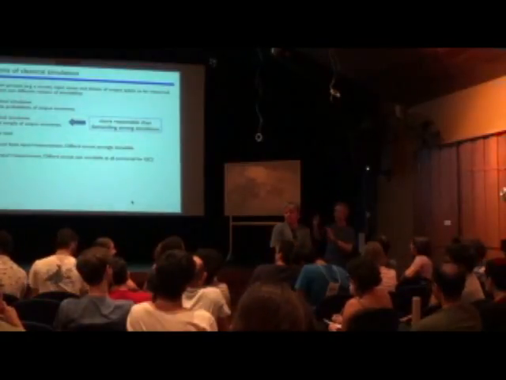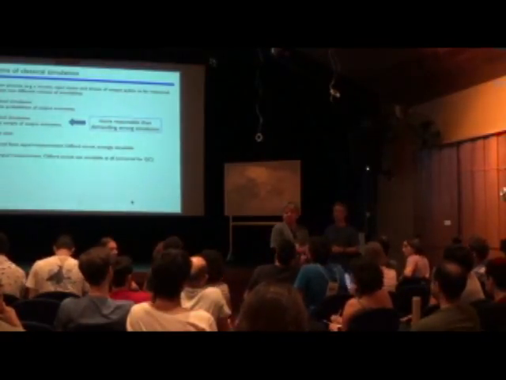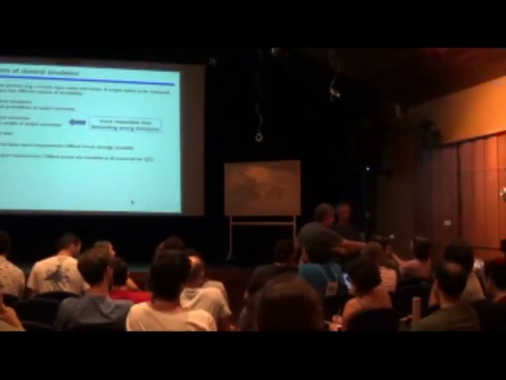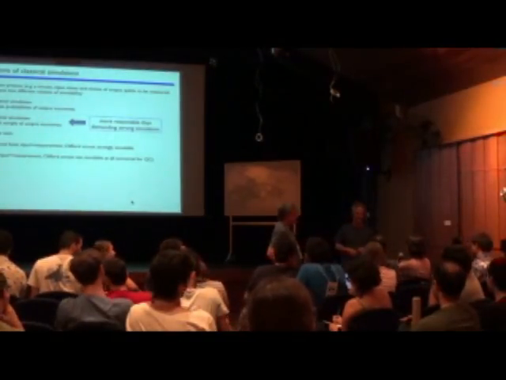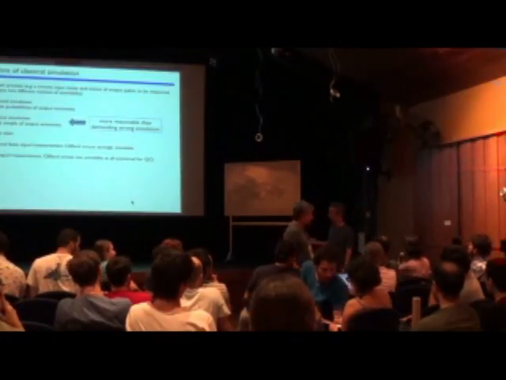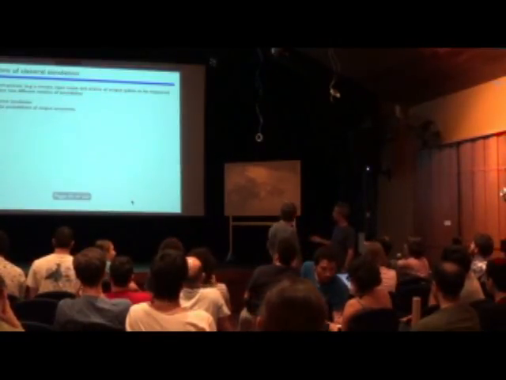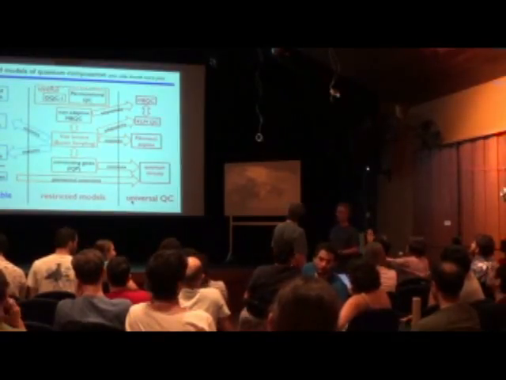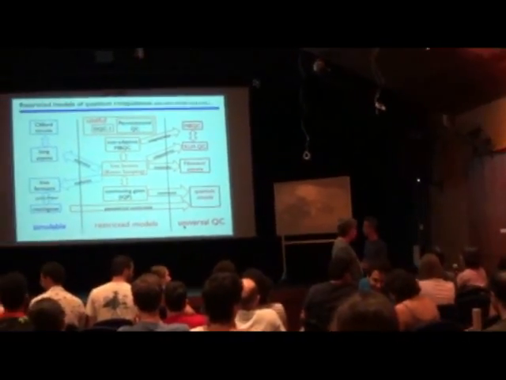Okay, any other questions? Because I'll stop here and I will continue next time. Yes? How likely is this scary picture? This scary picture? Okay. How likely is it that this yellow region actually exists? Maybe like you go from simulable to universal?